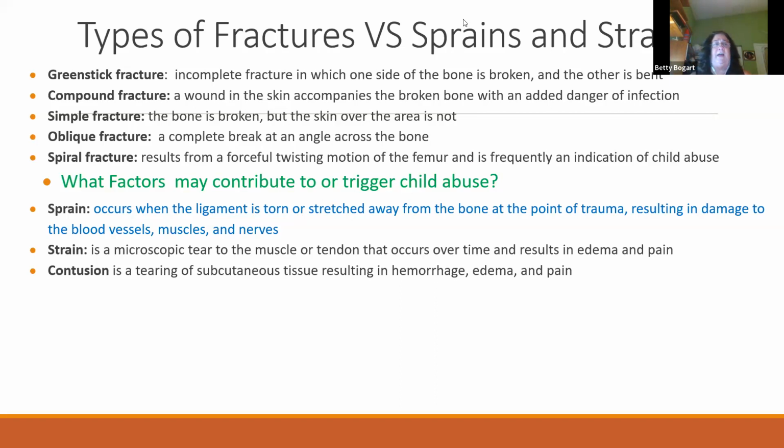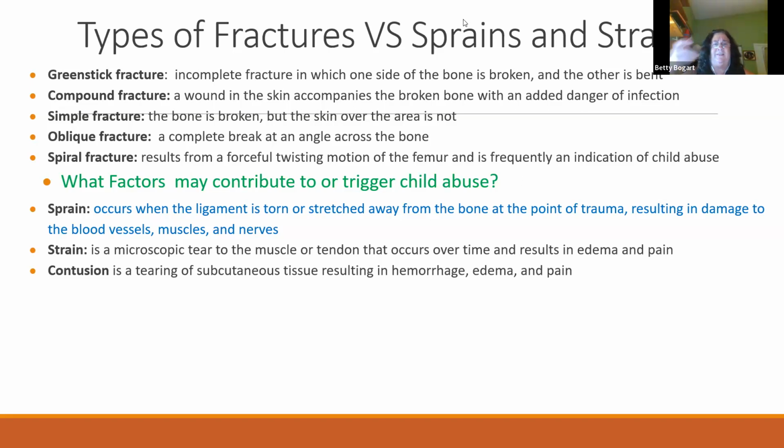Simple fracture, most common. You know, you fall down, what do you do? You put your hands out, fractured wrist. Most common of all of them. And a simple fracture, we need to put a cast on it. And depending on the age of the child, usually about 4 weeks, it will come off. Oblique fracture is just a complete break at an angle. It's like, here's your bone, it breaks at an angle, and it's just a complete break.